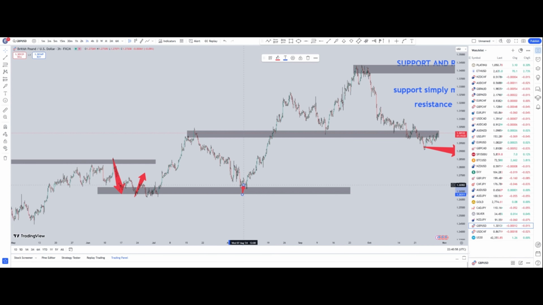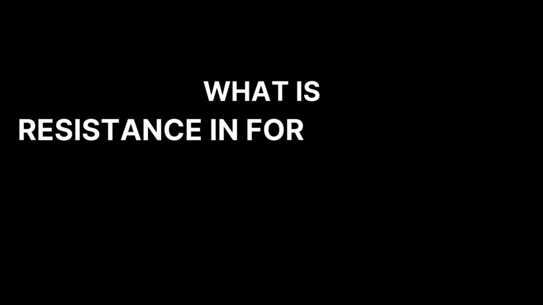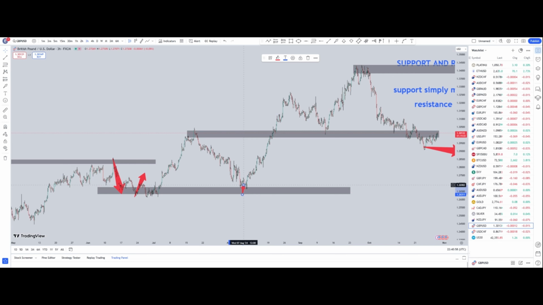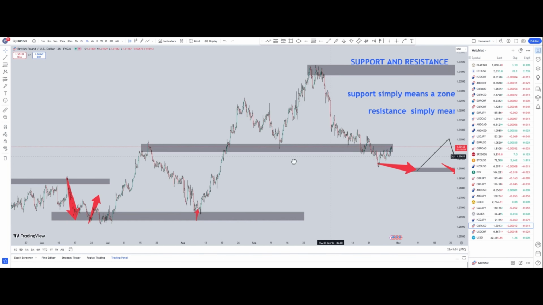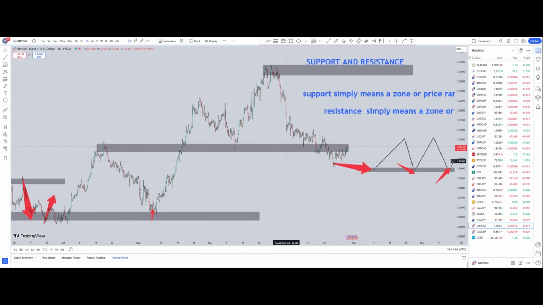So let's talk about a resistance. Resistance is just the opposite of a support. It's the zone that pushes the market lower. So let's pick an example. This is a resistance; we can see how it pushed the market lower. Also, here is another resistance that pushed the market lower. And we can see here that we are currently at a resistance where price has been rejecting, and the market might likely push downward. You understand it with practice.